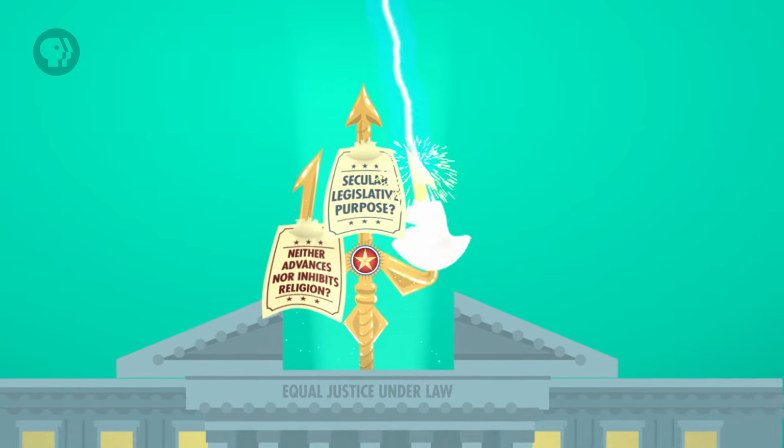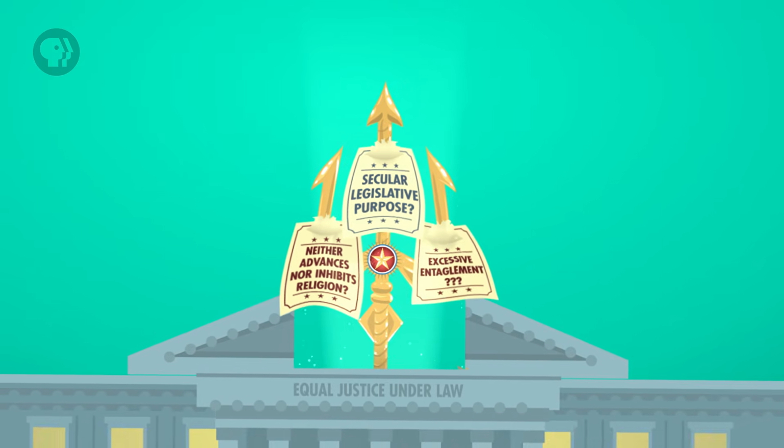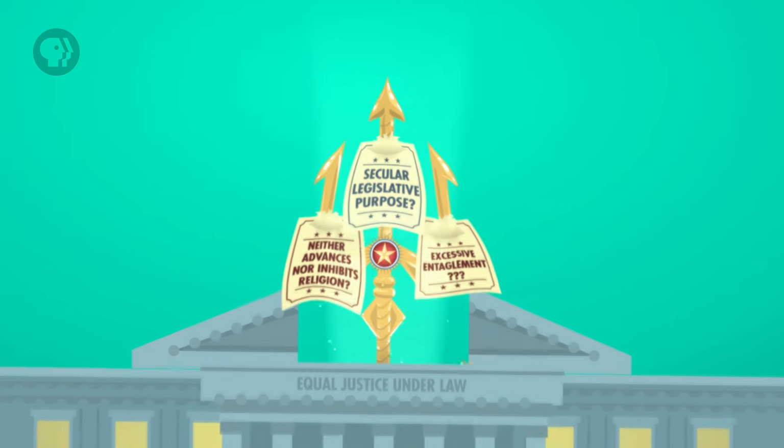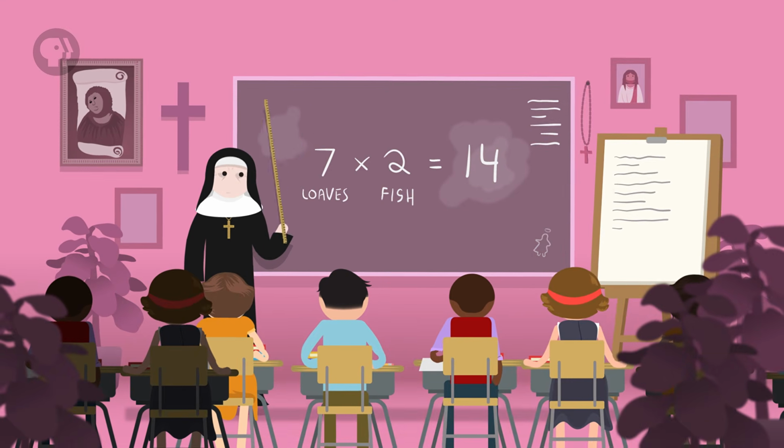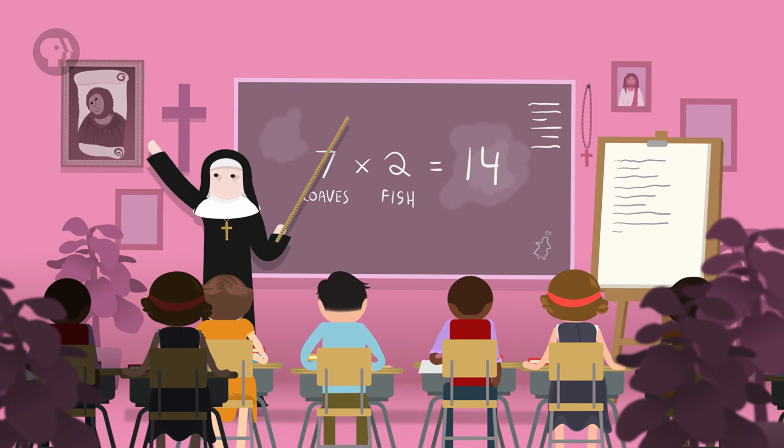The third prong requires that the law under consideration does not create excessive entanglement between a church and the state. This is the one where both the Rhode Island and Pennsylvania laws got into trouble. In Rhode Island, the school buildings where the children were learning were full of religious imagery, and two thirds of the teachers were nuns.